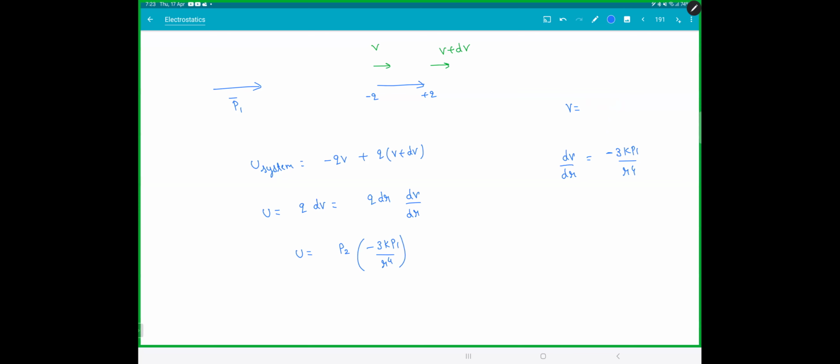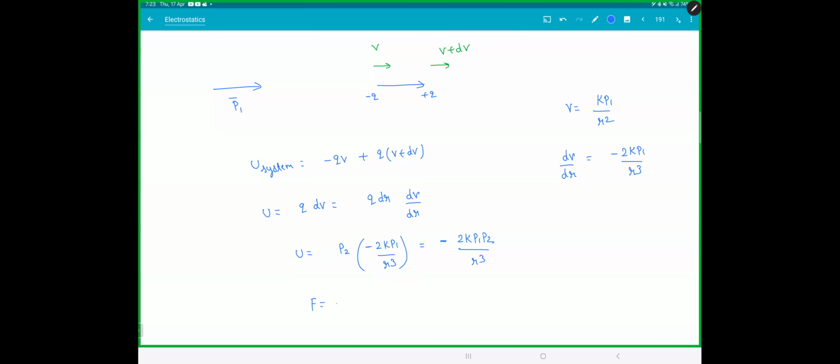Kp1 by R square, right? This was a mistake. This is minus 2kp1 by R cube. Therefore, we get the potential energy minus 2k P1 P2 by R cubed. This is the potential energy. And you can get something even faster.